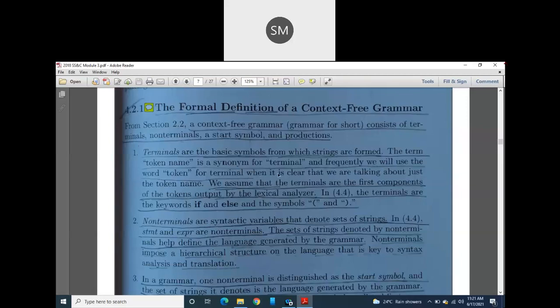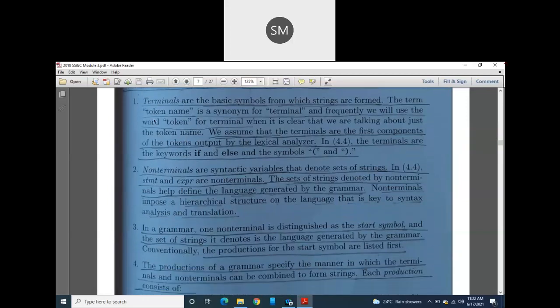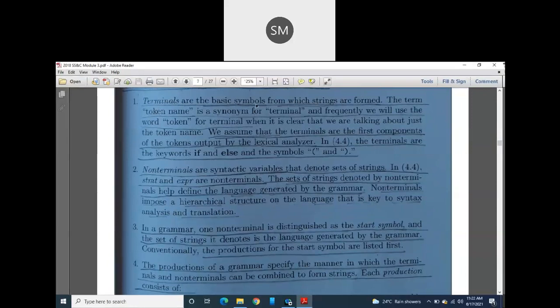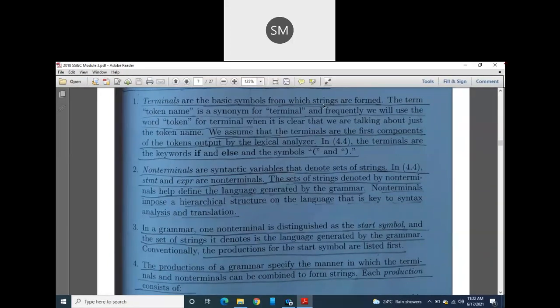The full form of grammar is actually context-free grammar, but in short we call it only grammar. It contains terminals, non-terminals, one start symbol and some productions. So let us define one by one. What is terminal? What is non-terminal? Already I told you terminals are nothing but symbols from which we are going to create the strings. The best example is in your English language, a string is a sequence of characters enclosed within double quotes. Here, instead of characters or letters, I am calling them symbols. So these symbols are nothing but terminals.